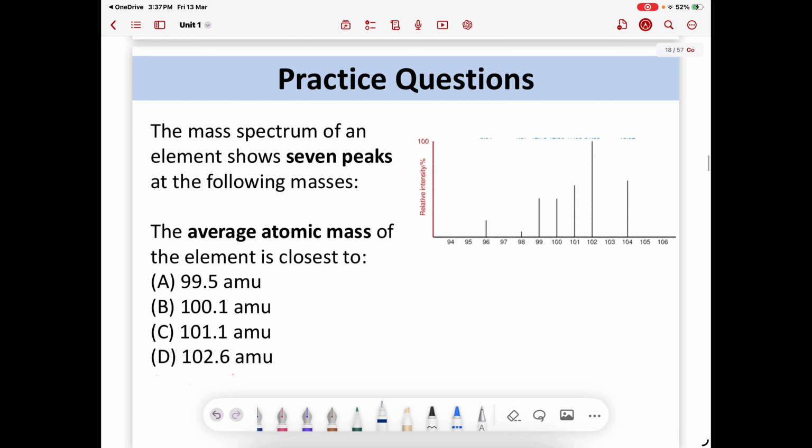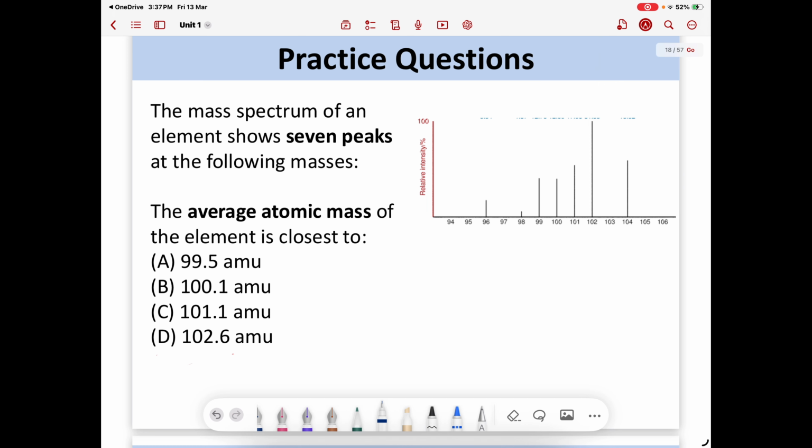Next question. The mass spectrum of an element shows 7 peaks. So 7 peaks means 1, 2, 3, 4, 5, 6, 7. There are 7 peaks. 7 peaks means there are 7 isotopes. They did not mention, so you don't have any labeling here. So you don't need to do the calculations. You can solve this question without calculation. Just need a small trick.